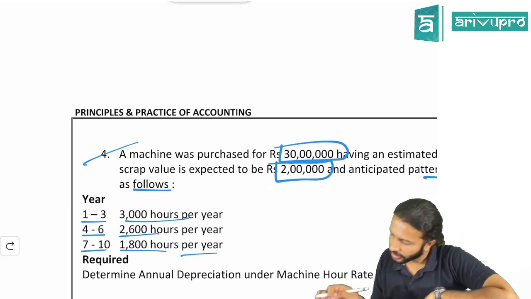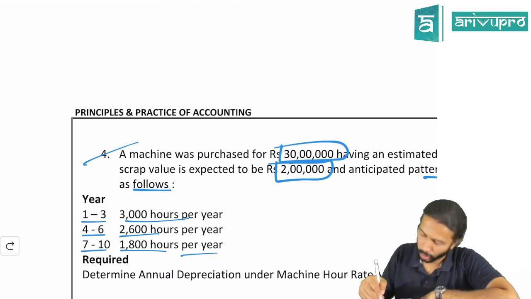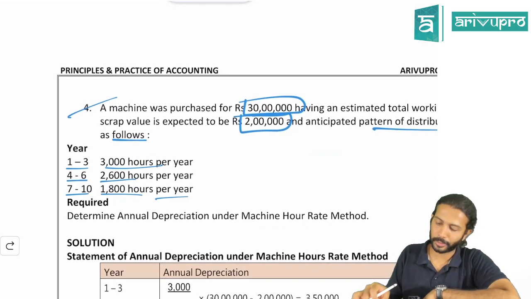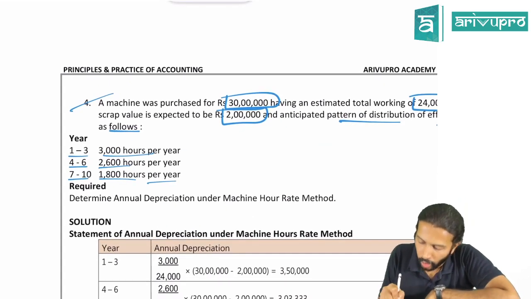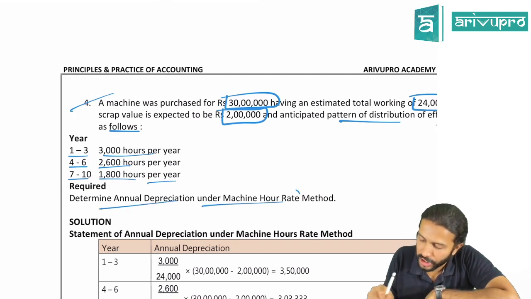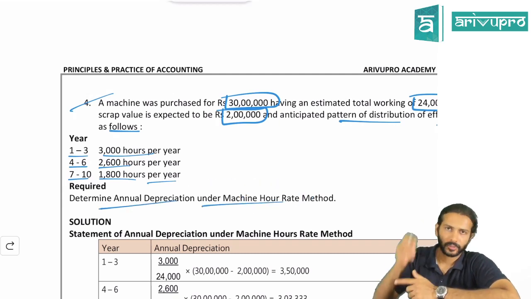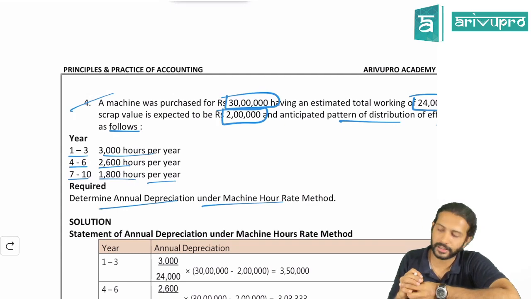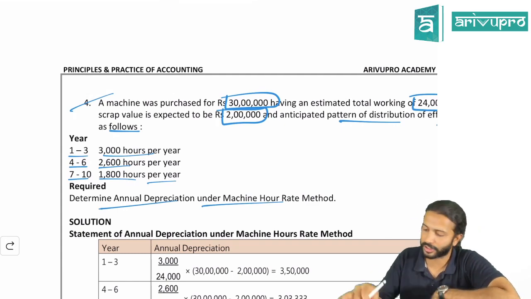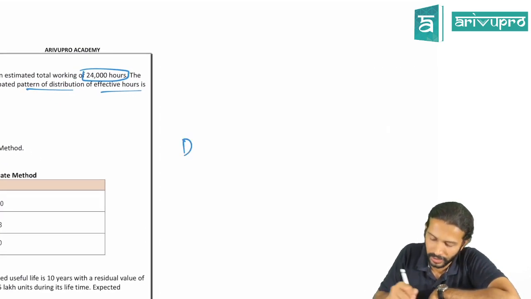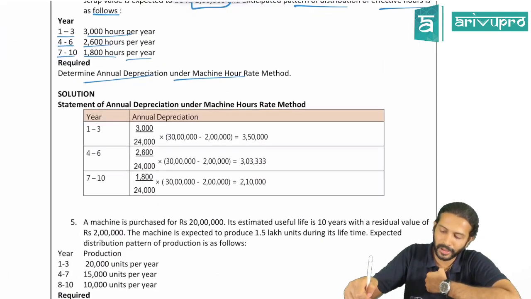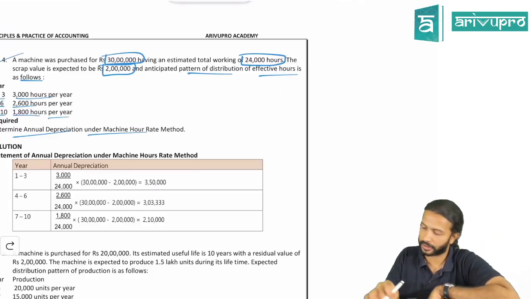Somebody is asking, sir, is it total machine hours in the denominator? Yes, it is total machine hours in the denominator. Correct. Determine annual depreciation under machine hour rate method. So under the machine hour method, you need to calculate the depreciation. How do you calculate depreciation? In the study material there is no formula, they have directly calculated. But we will still write it.